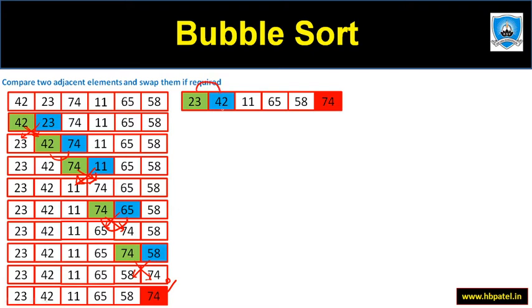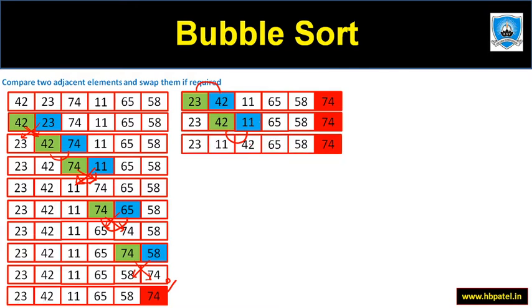Let us compare first with second. Already 42 is higher and it is on the right hand side, so great, we do not need to change. Now next, let us compare 42 with 11. So we need to change because 42 is higher, but it is on the left hand side and I want the higher number to be on the right hand side. So change. Now again compare 42 with 65.